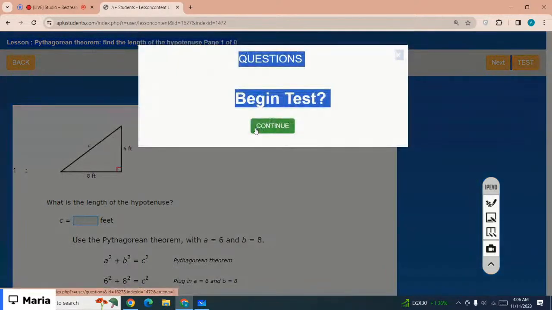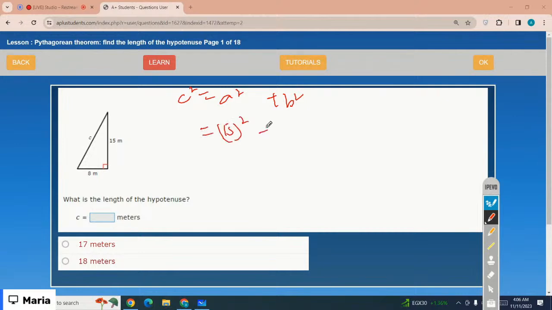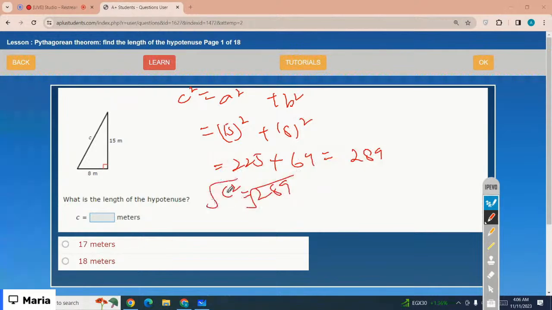Let's just start with the test questions. What is the length of the hypotenuse, right? So just use the Pythagorean theorem. Here you have C, so C square equals A square plus B square. A is 15, that is 15 square, and B is 8, that is 8 square. 15 square is 225 and 8 square is 64, that would be 289, right? So C square equals 289, so square root both sides. That would be C equals 17.